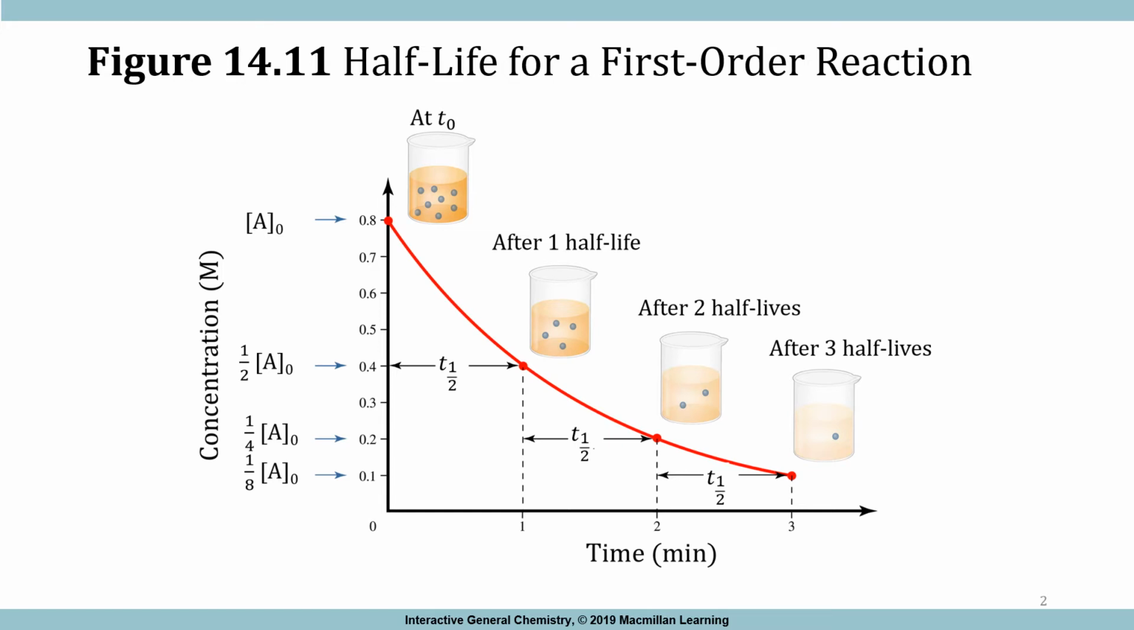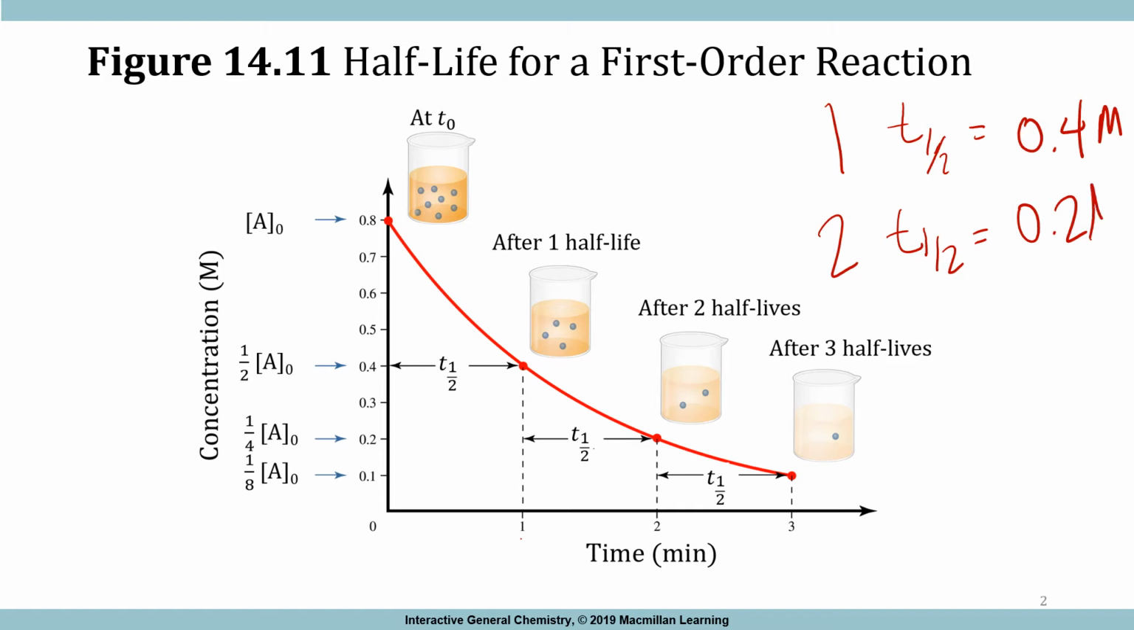Here's a graph that shows how half-lives work. Initially, we have a beaker with a concentration of 0.8 molar. After one half-life, or 1 minute, for instance, if that is the half-life, we have half of that initial concentration. So after one half-life, we have 0.4 molar. After 2 half-lives, we have half of that value. So after 2 half-lives, we have half of 0.4, which will then be 0.2.